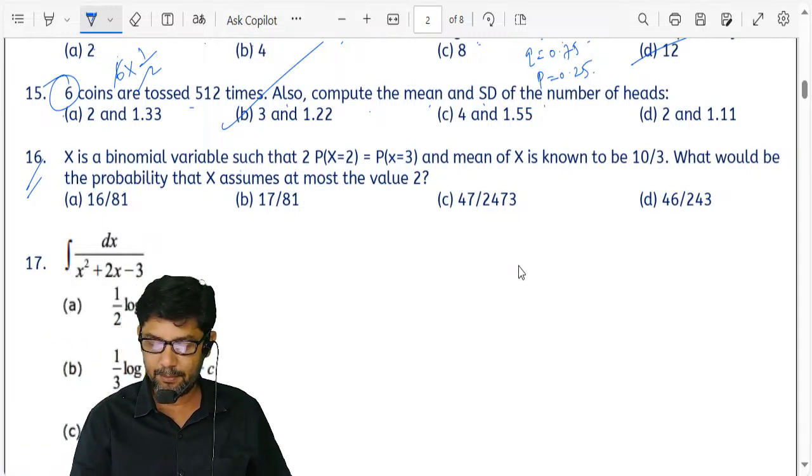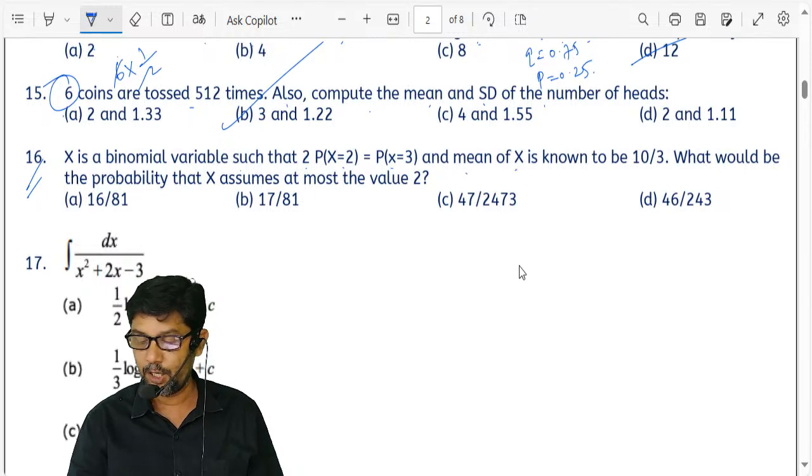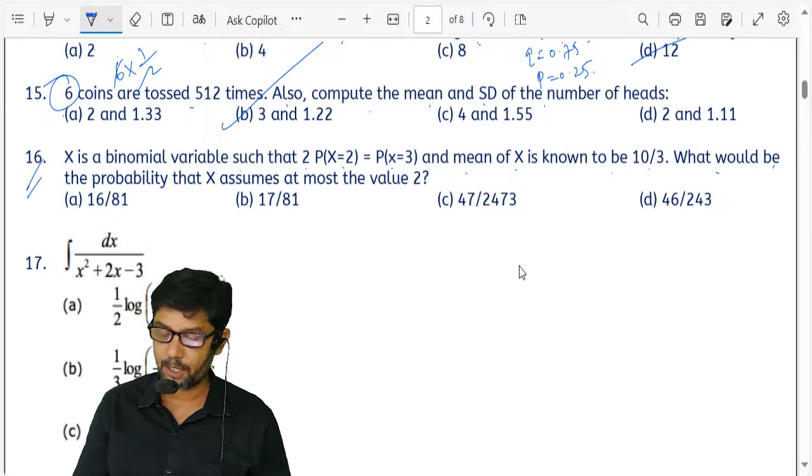X is a binomial variable such that 2 times P of X is equal to 2 is equal to P of X is equal to 3. Mean of X is known to be 10 by 3. What would be the probability that X assumes at most the value of 2?